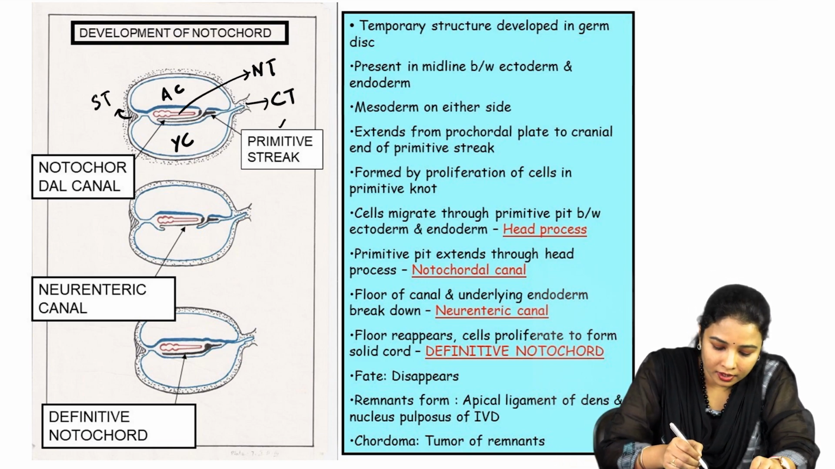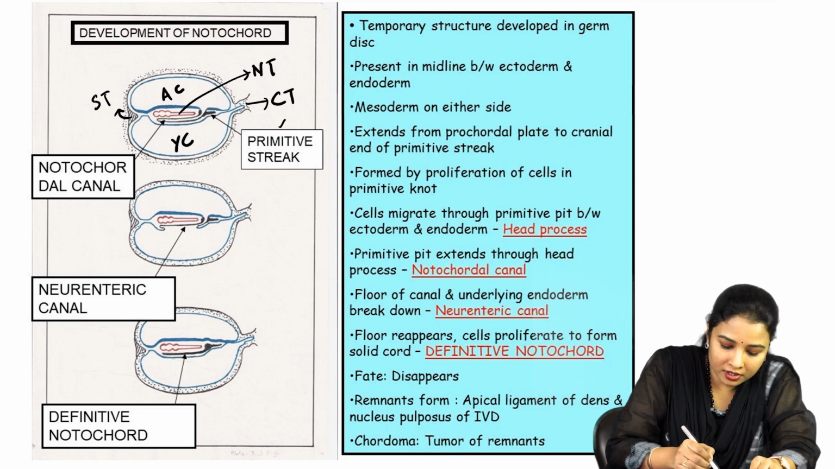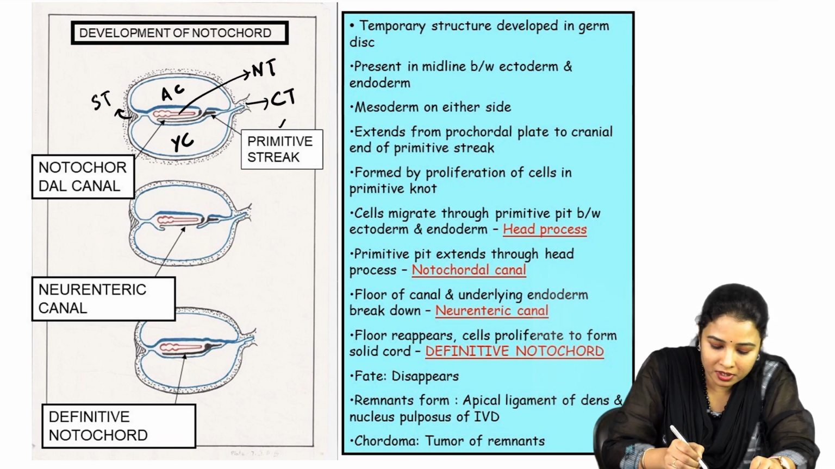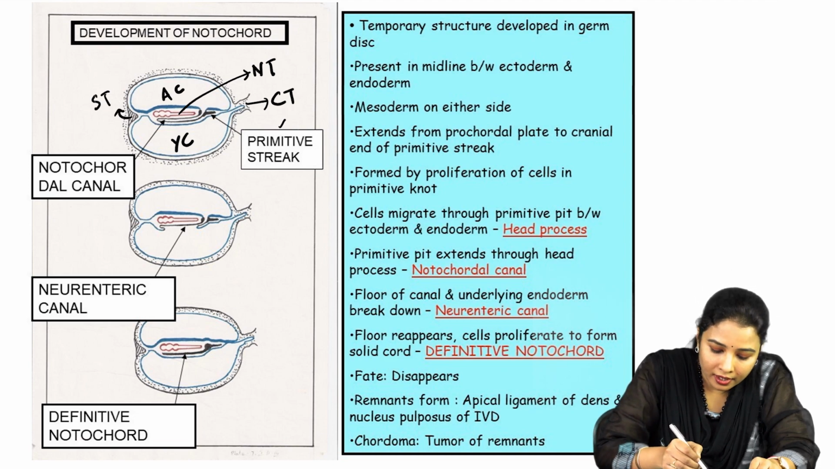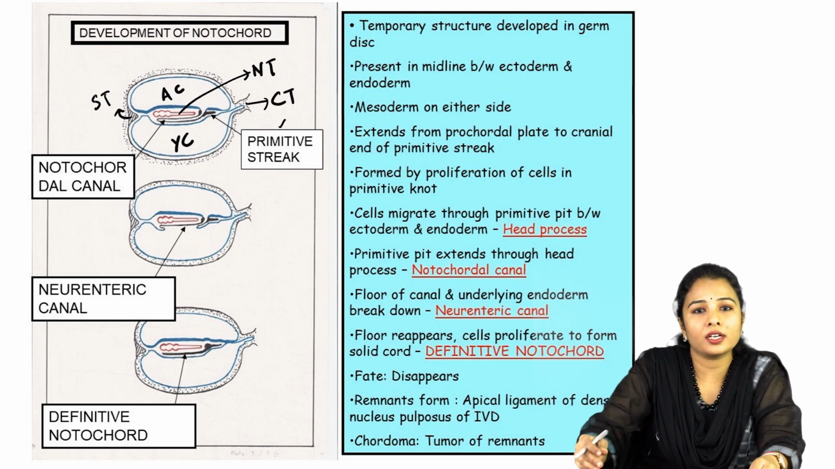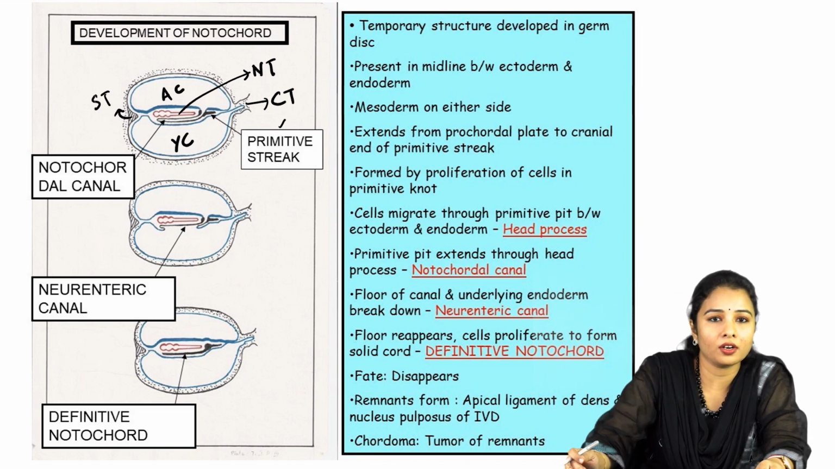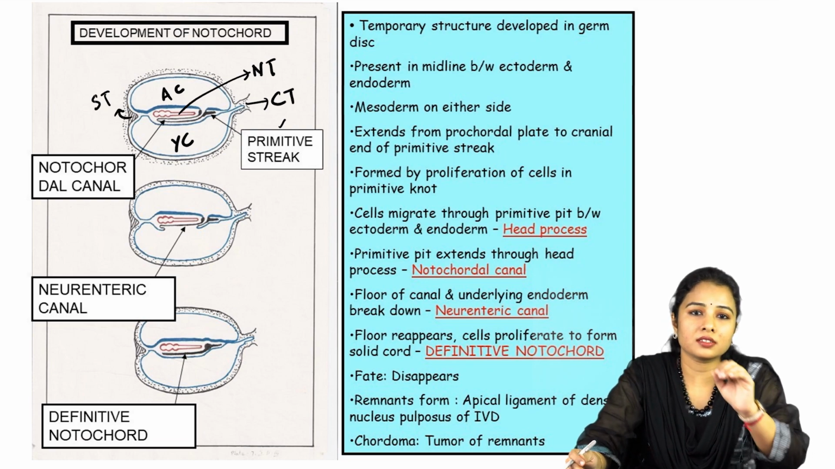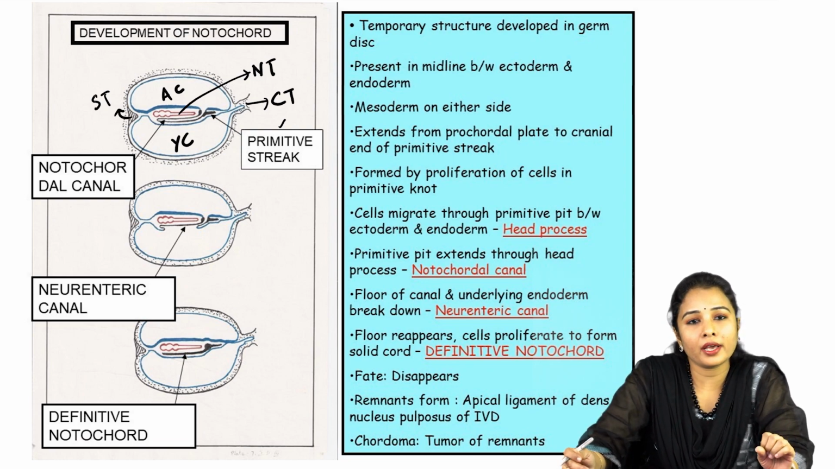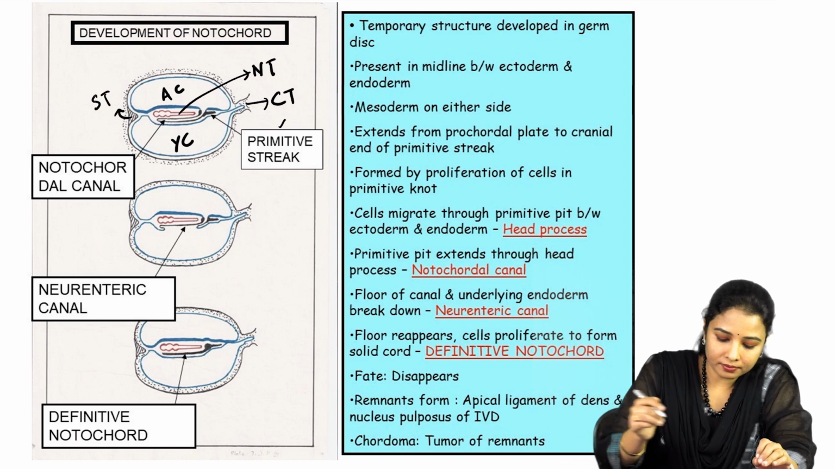And we can see the notochord. First notochord is the primitive notochord which develops, and it develops from the primitive streak, where the cranial part of the primitive streak is called as primitive node, which invaginates to form a notochordal canal. So it is like a tube-like structure having a lumen which is called as primitive notochord.